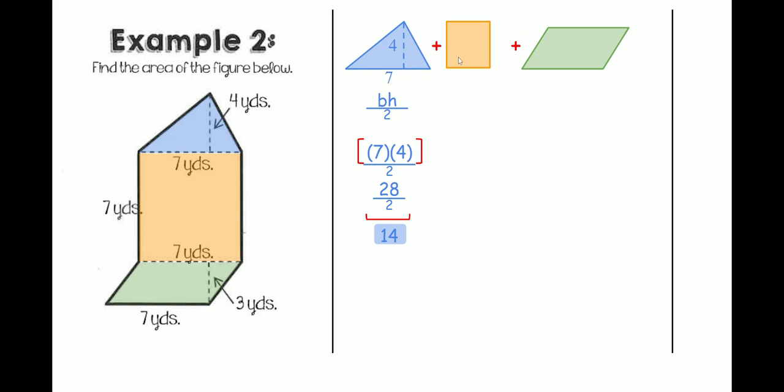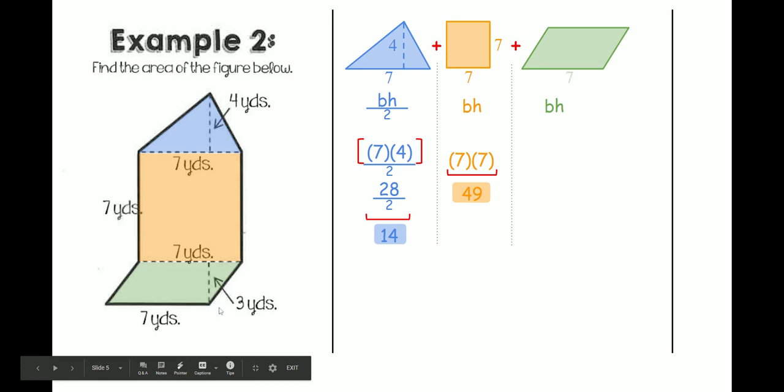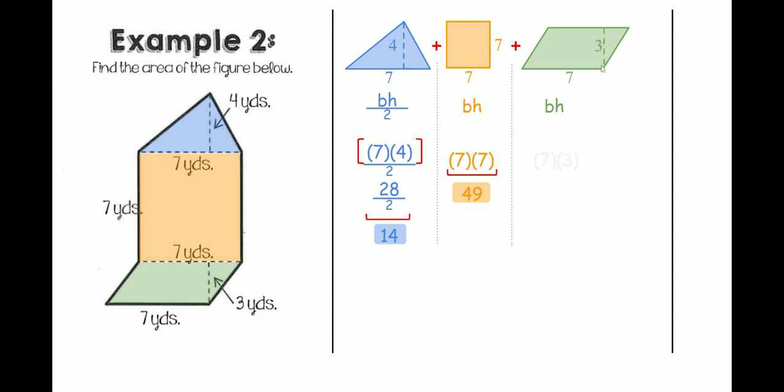My rectangle in the middle, the base is going to be 7 yards, and the height is 7 yards. So base times height is 7 times 7, which equals 49. And finally, my parallelogram, the formula is base times height as well. The base seems to be 7 yards, and my height is 3 yards. So 7 times 3, which equals 21.